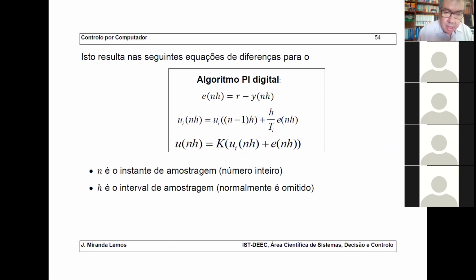Actually, it's possible to have systems for which you cannot even stabilize it with a PI algorithm.